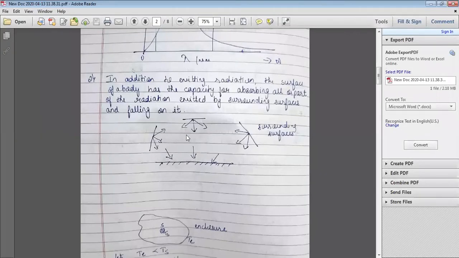This surface will always have the capacity of absorbing all of what is falling on it, or part of it. So a surface not only emits rays, it also has the capacity of absorbing all of the rays falling on it, or part of the rays falling on it. That is the capacity of this surface.